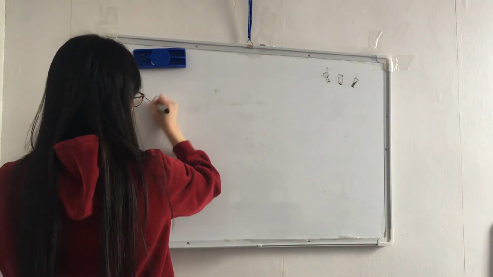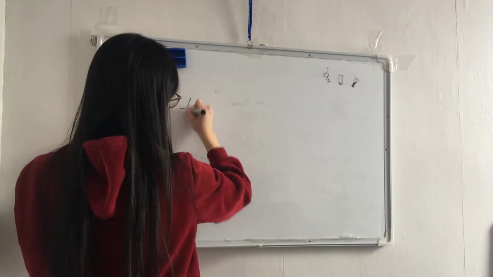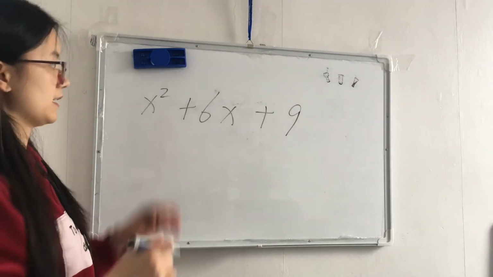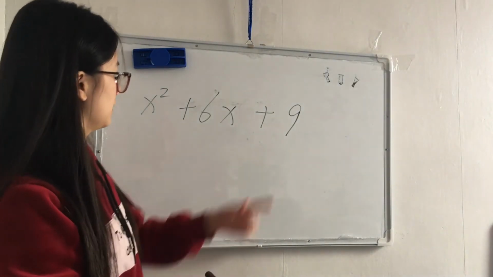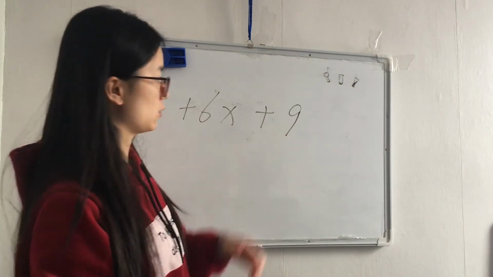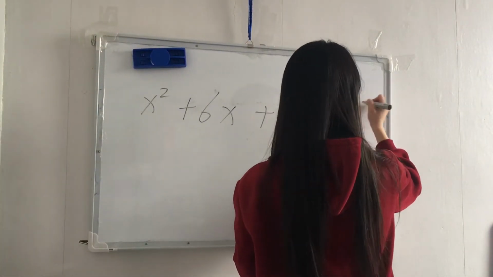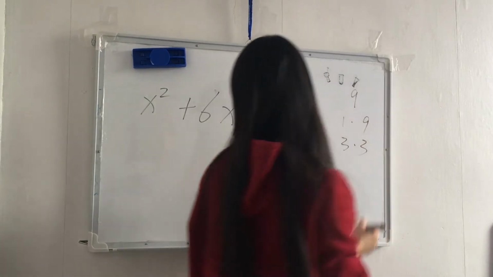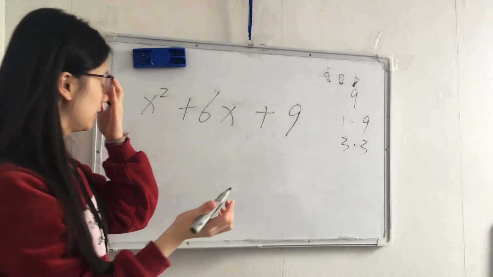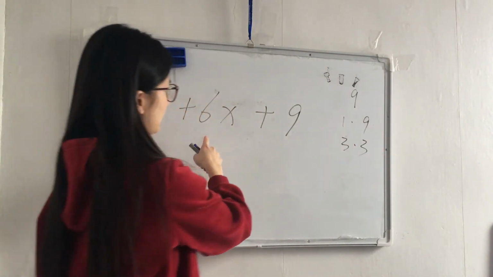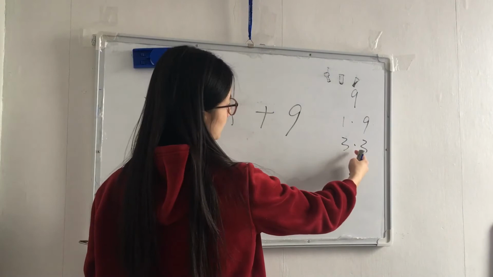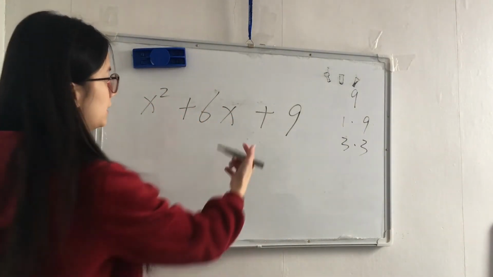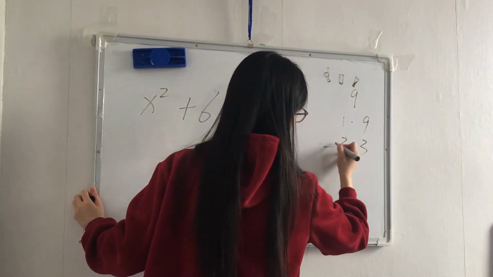I have x squared plus 6x plus 9. How can we factor this one? We look at the 9. So what are the factors for 9? 9 is 1 times 9 or 3 times 3. Nothing else, right? So is 1 plus 9 equal to 6? No. 3 plus 3 is equal to 6? Yes. So then we choose this factor. This is what we want.